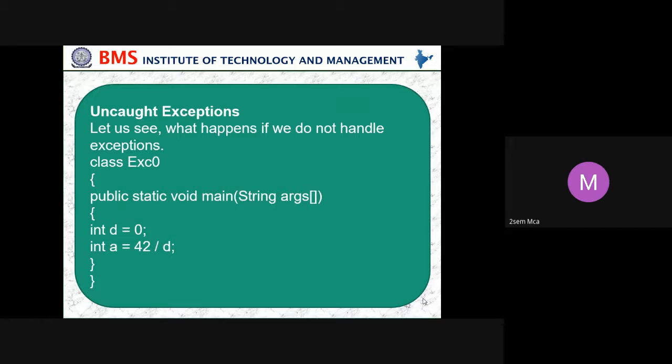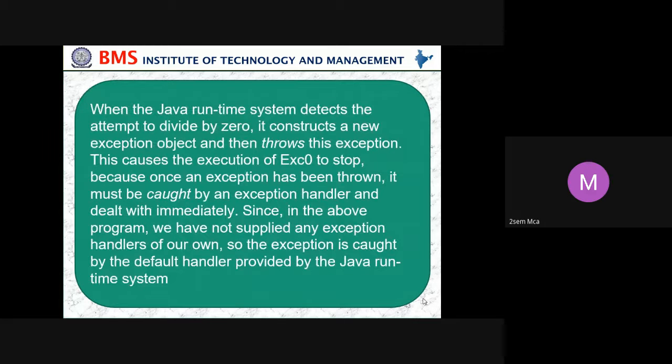Uncaught exception: let us see what happens if we do not handle an exception. Class Exc0, public static void main, int d equals 0, int a equals 42 by d. When the Java runtime system detects the attempt to divide by zero, it constructs a new exception object and then throws this exception. This causes the execution of Exc0 to stop, because once an exception has been thrown, it must be caught by an exception handler and dealt with immediately. Since in the above program we have not supplied any exception handler of our own, the exception is caught by the default handler provided by the Java runtime system.